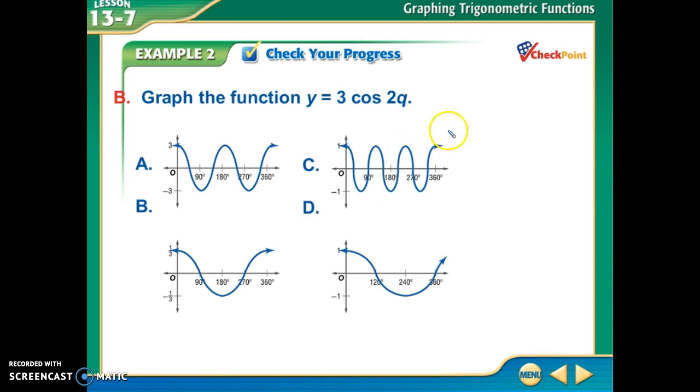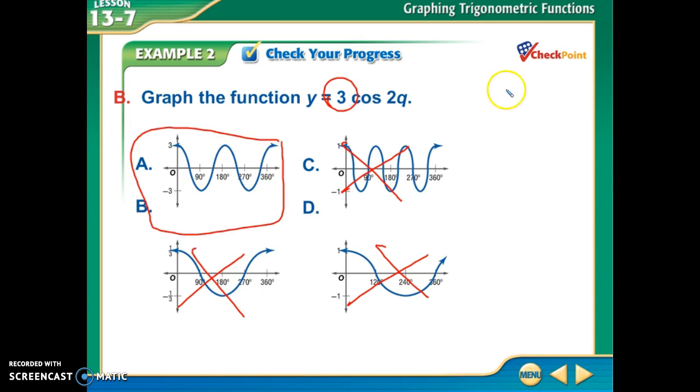And then for our last one, we've got 3 cosine 2 theta, or 2q. So my amplitude's 3, so I can cross this one out, and this one out, and this one out, so that narrows it down for us. But if I look at my period again, we do 2 pi divided by 2, which is pi, or 180 degrees. So again, if I look here, here's my 180, and there's my complete cycle. So that one's got to be A.